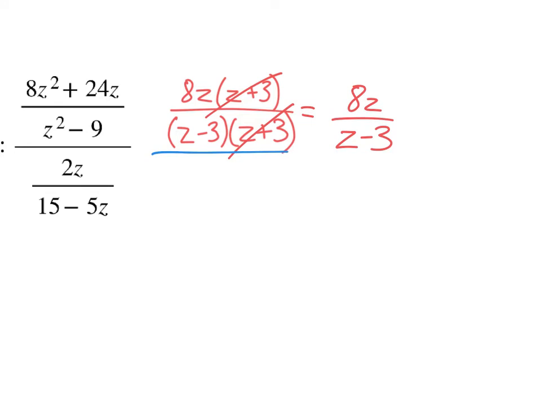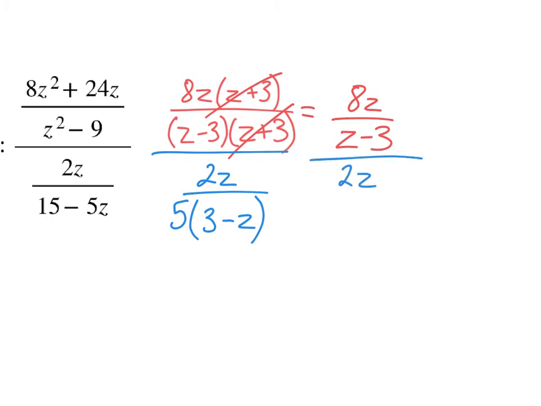So 2z. Well, that's as simple as it's going to go, right? What about 15 minus 5z? Take out a 5. What's going to be left? 3 minus z. Cool. Can anything in that bottom part cancel out? What do we think? Nope, it can't. Okay. So here's what we have right now.